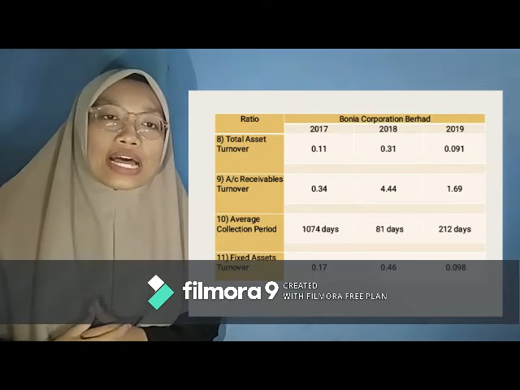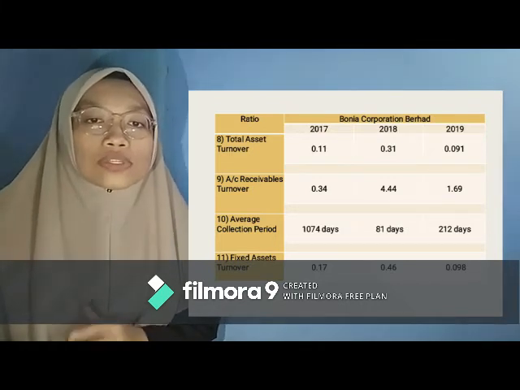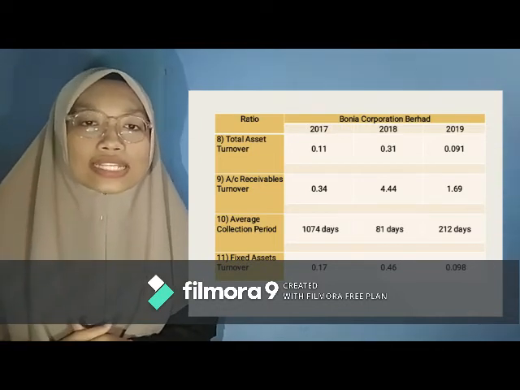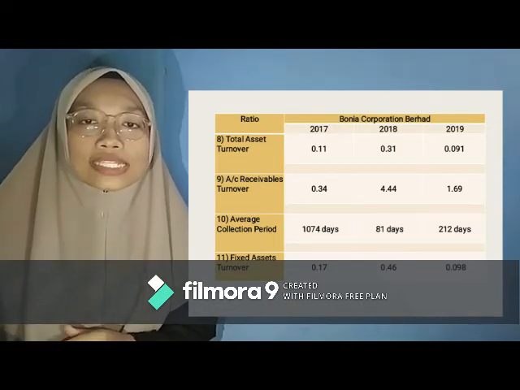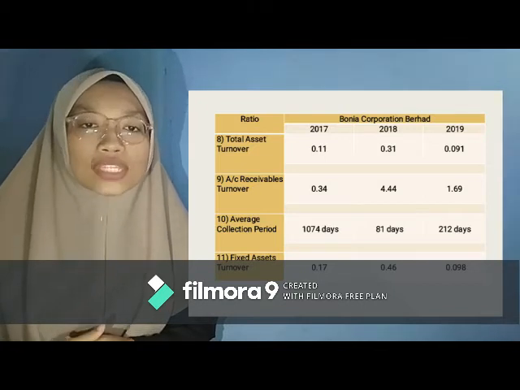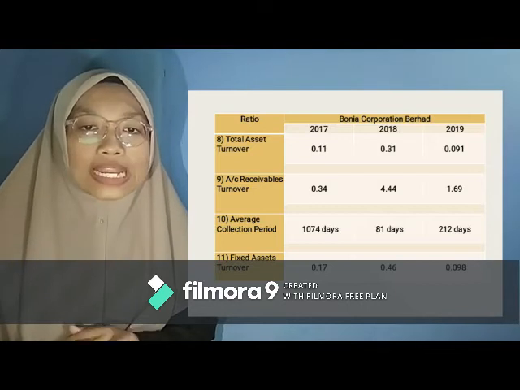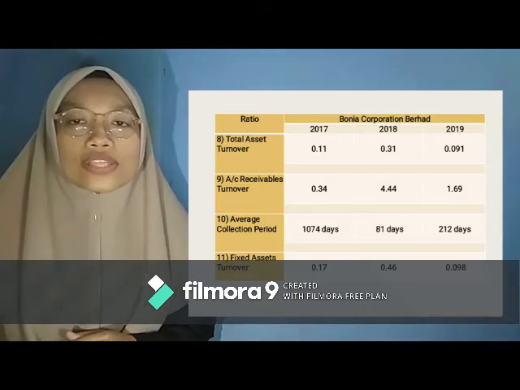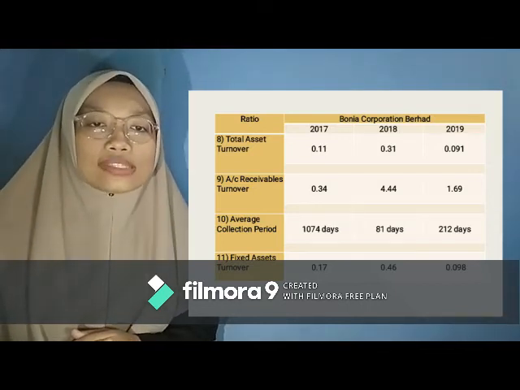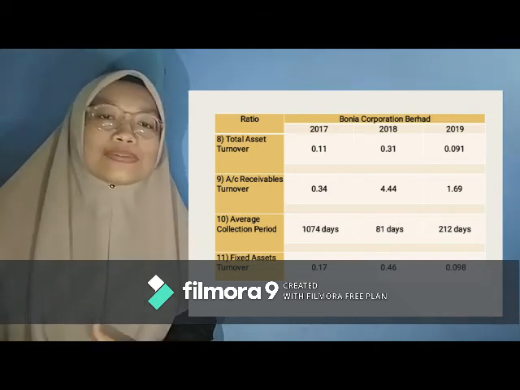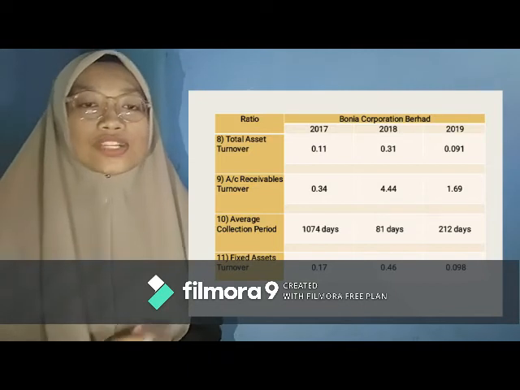And then is accounts receivable turnover. Accounts receivable turnover measures how the higher ratio reflects the effectiveness in collecting receivables. In 2018, the effectiveness of the company to turn its receivables over is 4.44 compared to 2019 and 2017 by 1.69 and 0.34 respectively.